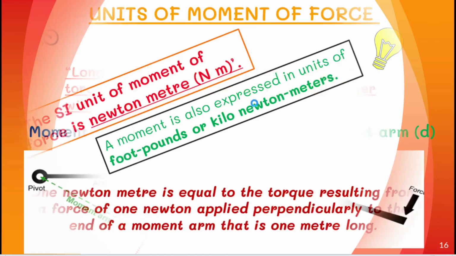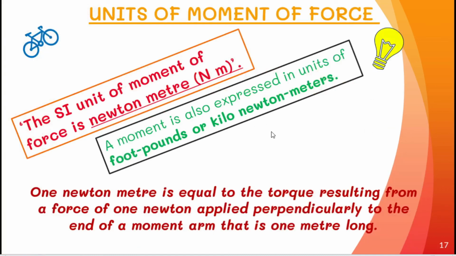Next we are going to discuss the units of moment of force. We already know the SI unit of force. What is the SI unit of force? The SI unit of force is Newton. Very good. What is the SI unit of distance? The SI unit of distance is meter. So from this we can easily form the unit of torque. The SI unit of moment of force is Newton meter, capital N, small m. A moment is also expressed in units of foot pounds or kilonewton meters. So we can write it like this also.